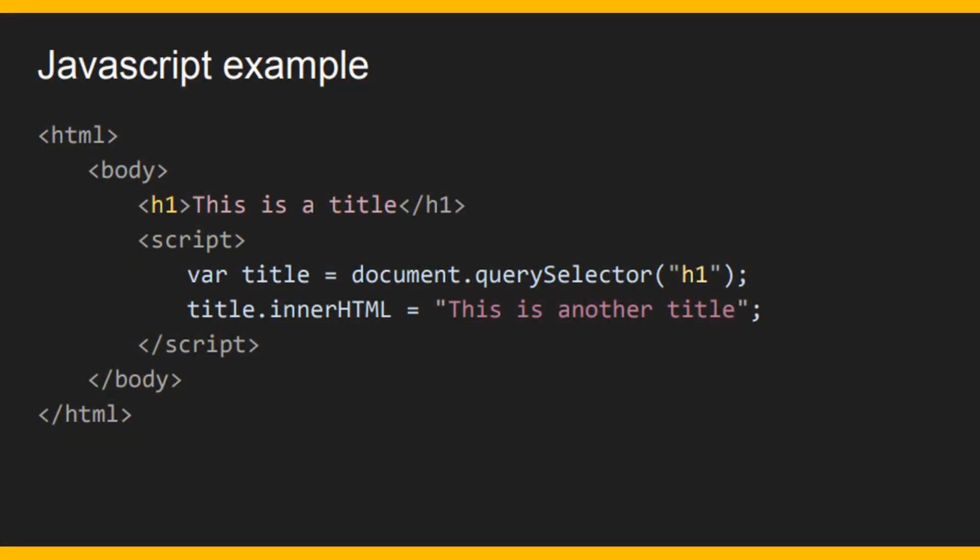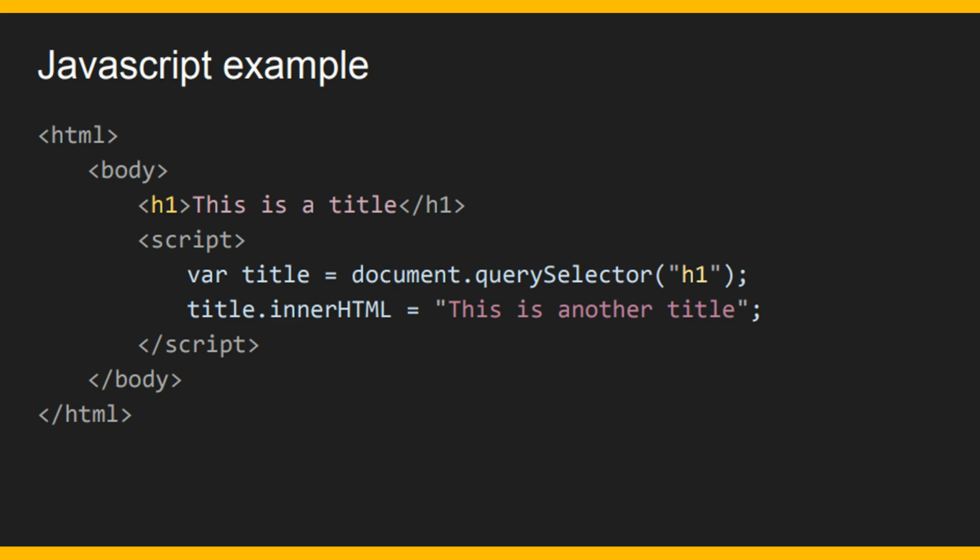Let's see an example of a script tag inside HTML. So we have html, body, h1, and then we have the script tag. Opening script tag, we have var title, that is variable title, equals document.querySelector h1. So this accesses the h1. We're going to talk about them later.